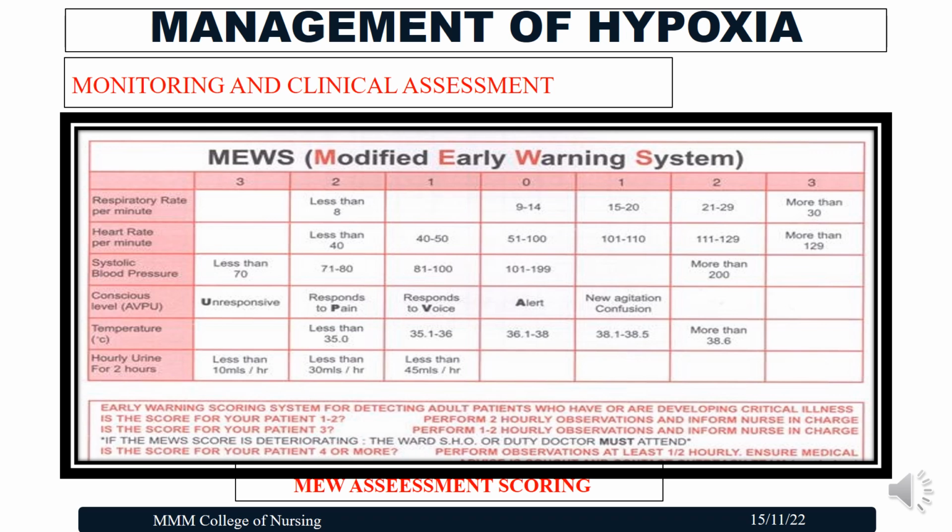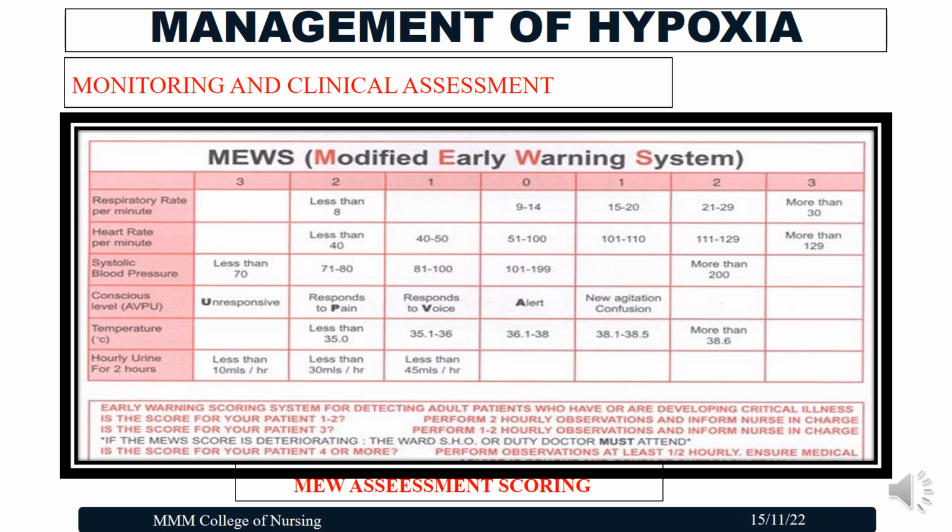And another assessment which we can use in the management of hypoxia in the monitoring and the clinical assessment is the MEWS score. That is the modified early warning system. So whenever a patient's condition is deteriorating, it can be easily assessed by using this score. That is known as modified early warning system or MEWS score. It contains certain parameters like respiratory rate per minute, heart rate per minute, systolic blood pressure, consciousness level of the patient, then temperature and hourly urine output for the patient for 2 hours. So all these parameters will be assessed within a range of 3 to 3.